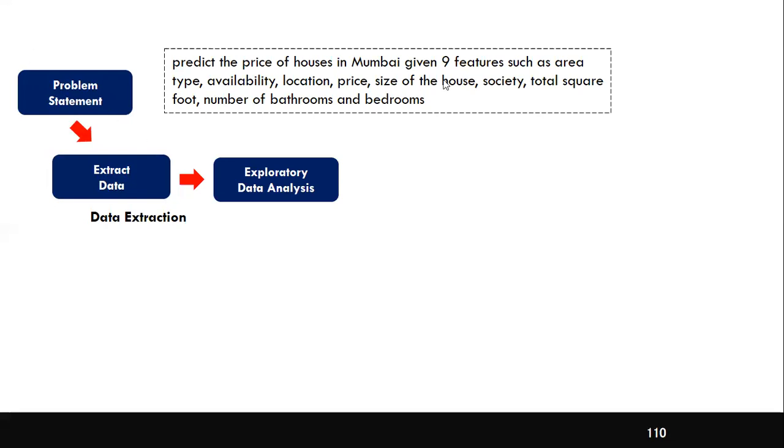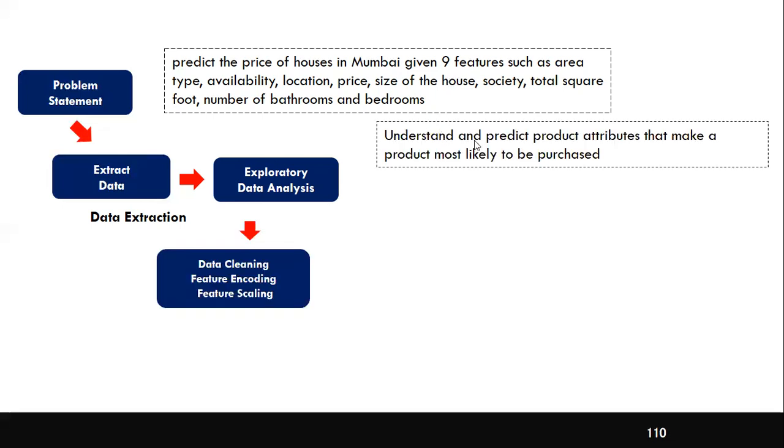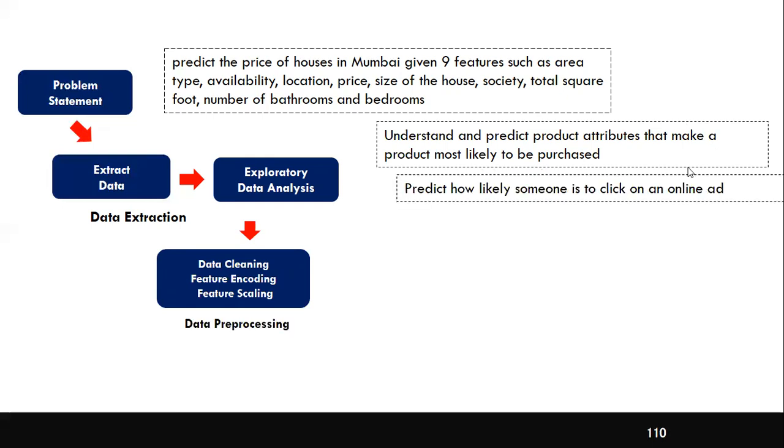As part of the problem statement, we define what we want to do, what the problem is, and why we need to initiate this project. This is the big picture. Basically, we want to predict the housing price in Mumbai. In some other cases, we want to understand and predict product attributes that make a product most likely to be purchased. What factors drive selling a specific product more in the market? So this is one of the requirements.